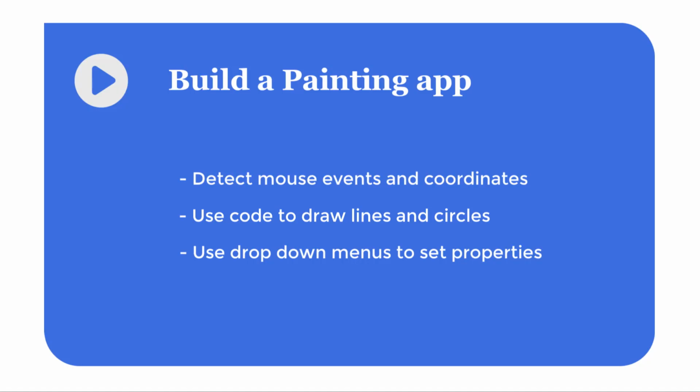In this lesson, you'll be building a simple painting app. You'll be learning how to detect mouse events and coordinates so you know where the mouse is and which buttons have been clicked. You'll be learning how to use code to draw lines and circles on the canvas, and also using drop-down menus to get and set properties.